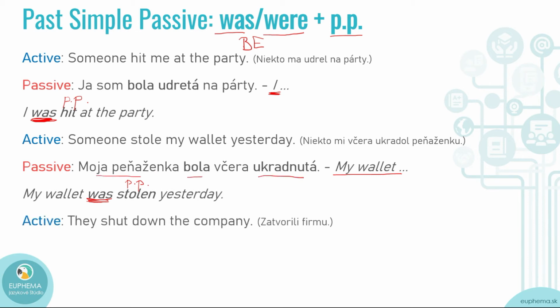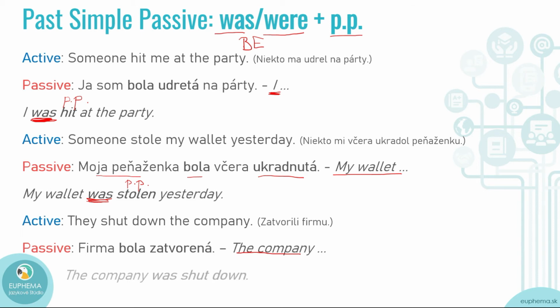And finally, they shut down the company. Somebody, they. Again, we don't know who, and it's not important. The action is important. So in passive, the company, say the sentence, go, and check. The company was shut down. So third person was, and the past participle of the verb shut down. Irregular, so shut, shut, shut.